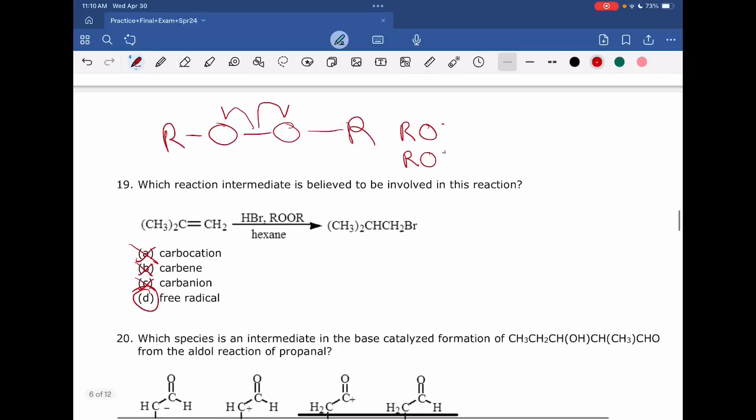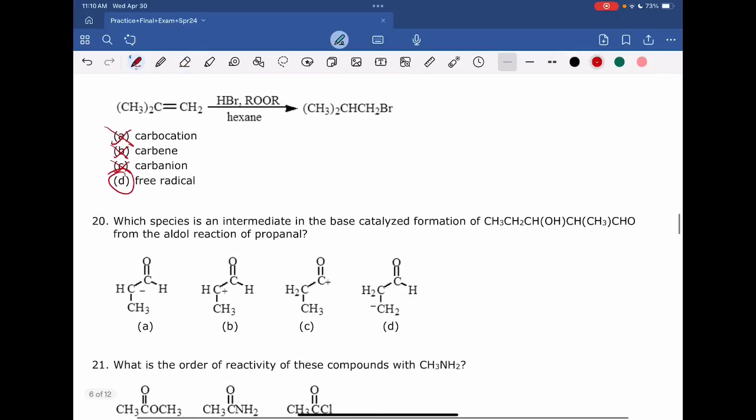And don't feel bad if you don't know this one. This is something that we didn't cover a lot.